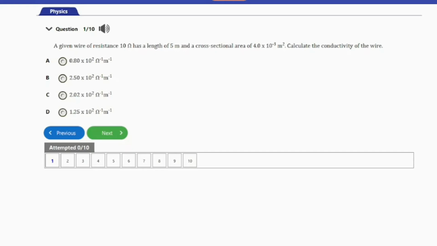Then, in order to obtain the resistivity, we are going to use the formula for resistivity, where we know that resistance R is equal to resistivity times the length over area. In that case, if we make the resistivity the subject of the equation here, we're going to have that resistivity is equal to resistance times area over length. So where the resistance here is 10 ohms, then times the area, which is 4 times 10 to the power of negative 3 meter square, then all over the length, which is 5 meters.